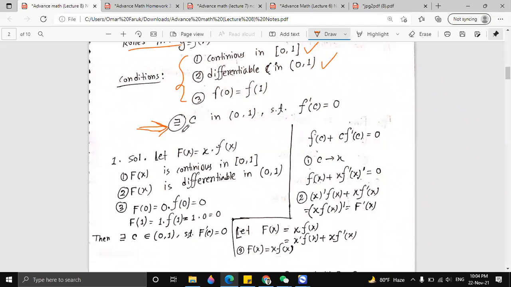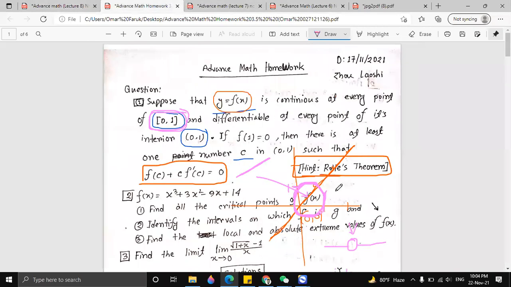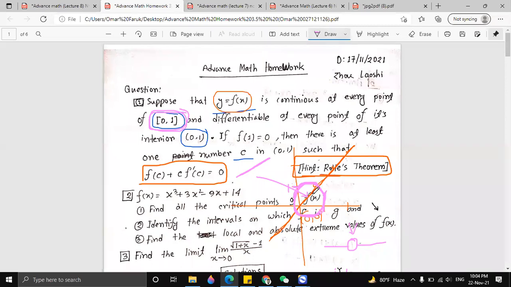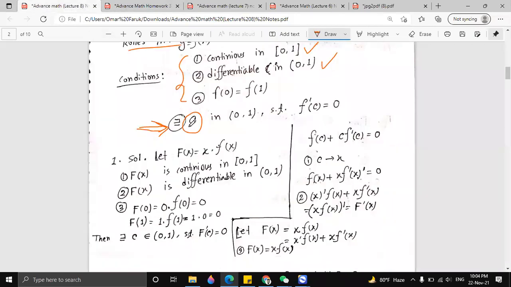So if this function satisfies these three conditions, then we can say there will be a point c inside the interval (0, 1). For example, here is a point c. That means there will be a point c in (0, 1) where f derivative of c is equal to 0, and at that point the derivative value will be 0. This is Rolle's theorem.